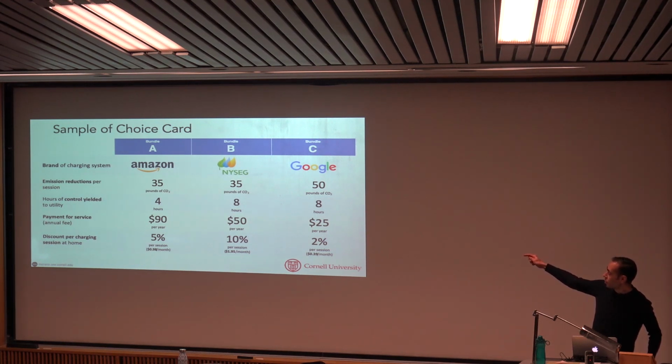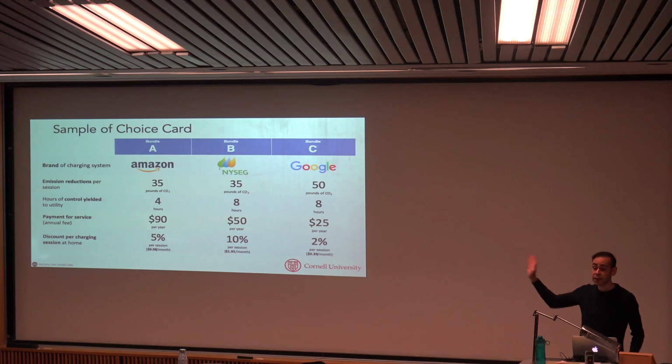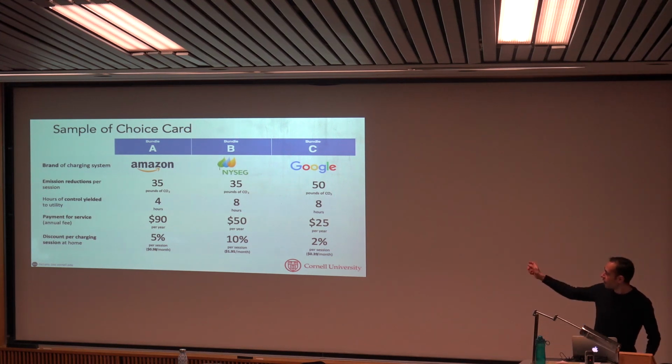Then we have bundle B. You're allowing it to charge for longer. The time window is now 8 hours, but the discount that you're getting is higher, 10%. And then you have bundle C, and they always had the option of, I don't like any of these 3 programs, and I want to opt out. And then again, we varied this, and people saw 6 of these hypothetical programs.